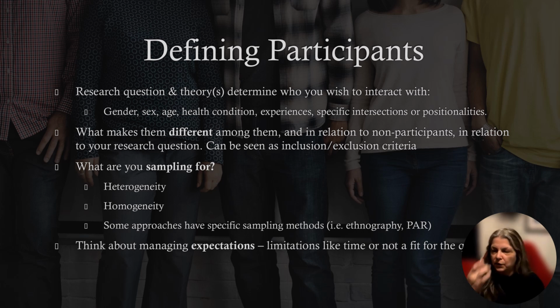Who would you want to talk to or interact with? What would that look like? Do you want a sample that's very heterogenic or homogenic? So you want them very mixed and diverse, or do you want them very much the same because you're trying to answer a specific kind of question? And then what kind of sampling methods are you doing? So that gets back to purposive, theoretical, convenience, and it also gets into the method that you're going to draw upon. So are you doing ethnographies? Are you doing arts-based? Are you doing community-based participatory action research? That might also help you to define who your participant is.